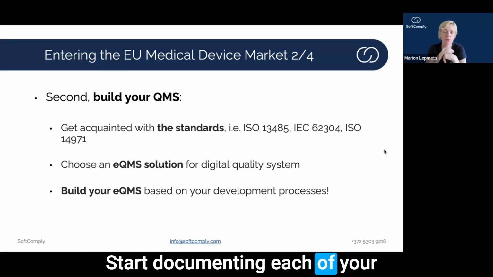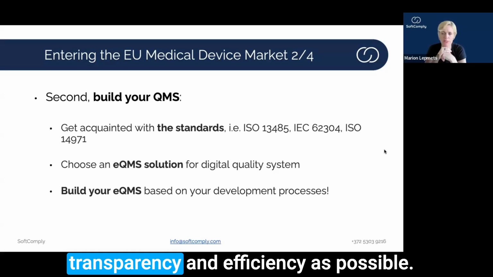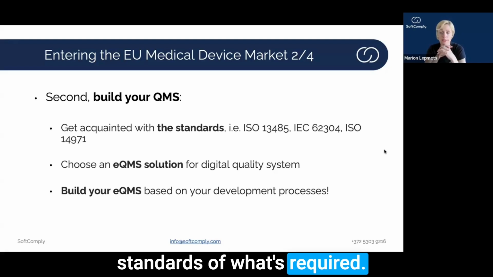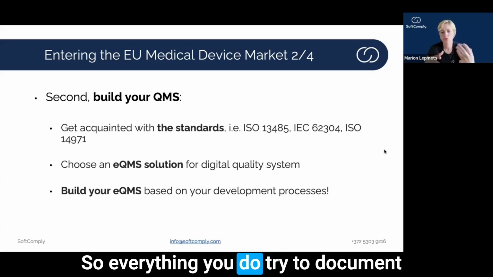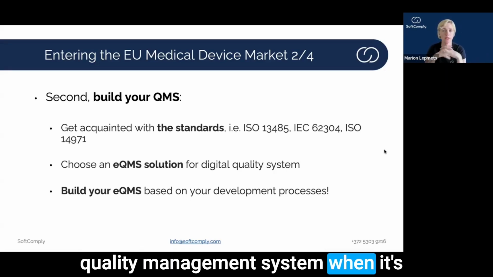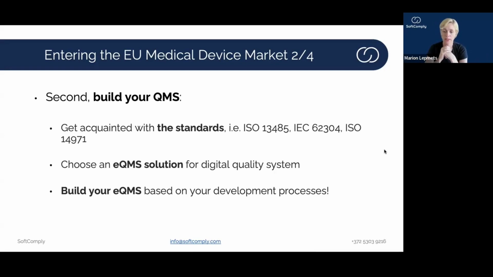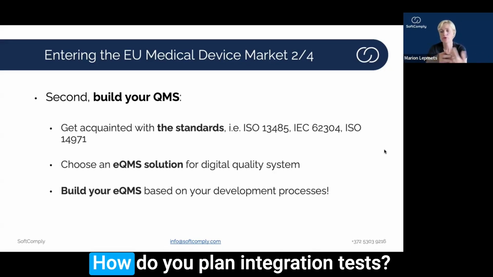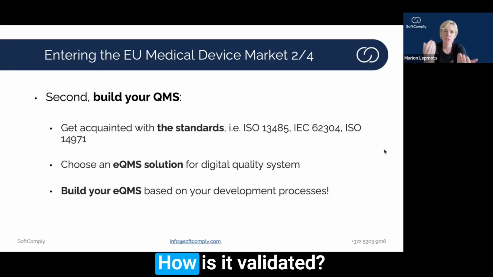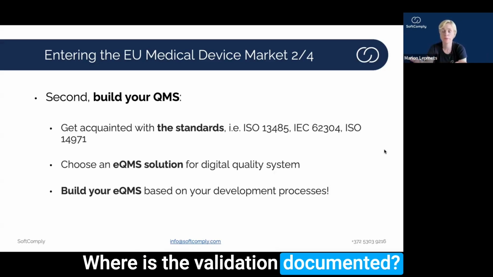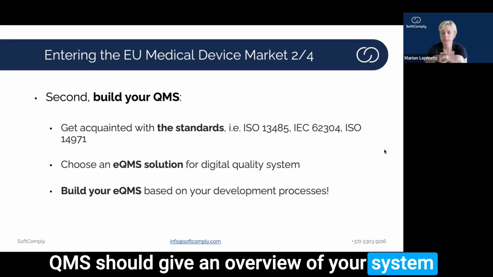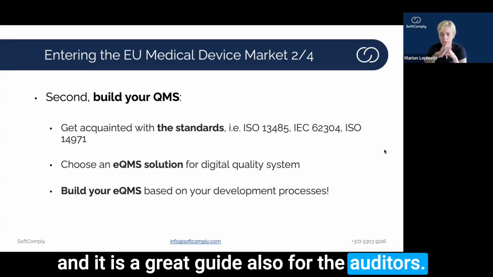Start documenting each of your processes early on with as much transparency and efficiency as possible. Get acquainted with the standards of what is required. So everything you do, try to document early on. That will help you establish a quality management system when it's time to put the documents together. Start writing about how you rev code, how you plan integration tests, who is responsible for which part, what is a new feature, how is it validated, where is the validation documented, what risks are associated with the product. The QMS should give an overview of your system, and it is a great guide also for the auditors.